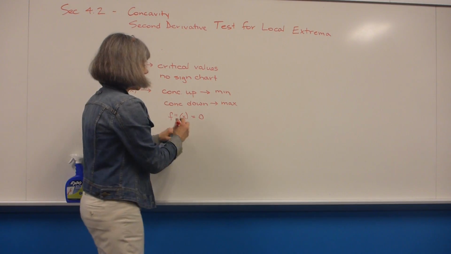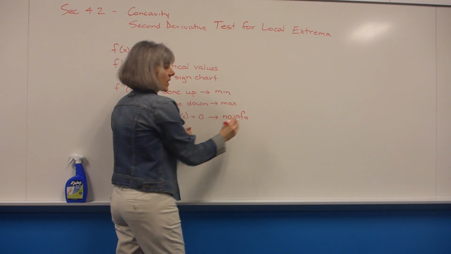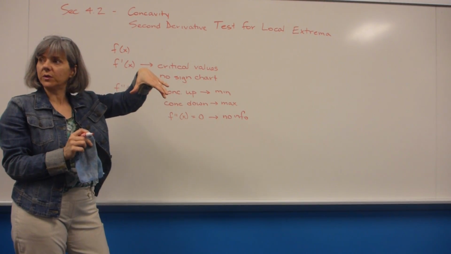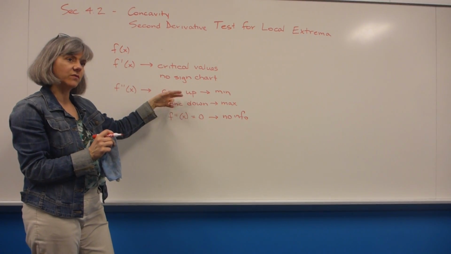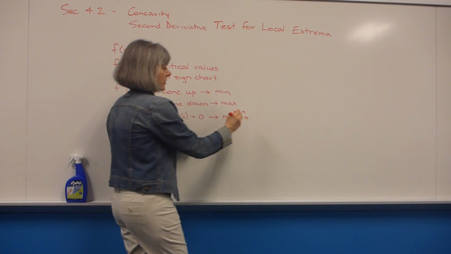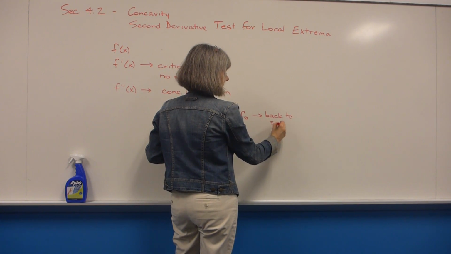So if you get 0, then this tells you basically no information on the max or min. If it's concave up, you know it's a min. If it's concave down, you know it's a max. If you don't have positive or negative, you have 0, then you don't know. So back to the sign chart on the first derivative.